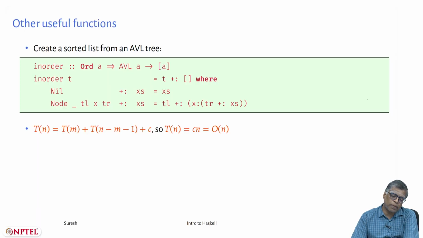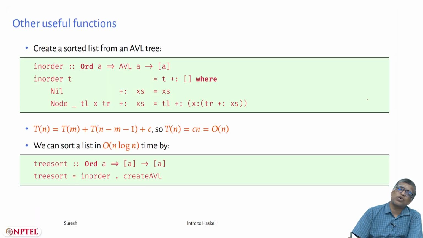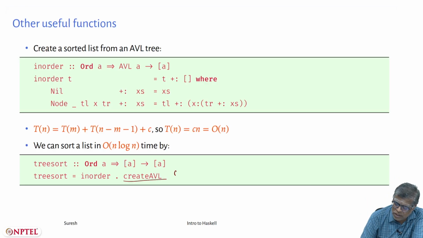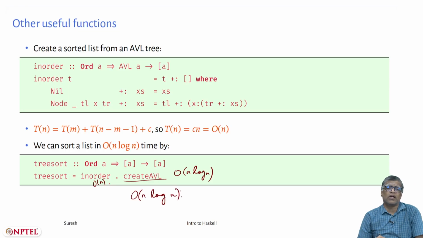Right, so you can sort a list in order n log n time by doing this tree sort. Recall earlier that we showed a tree sort, which is actually in-order of from-list, same thing. You can do an in-order of create AVL. The difference is that earlier in that tree sort we couldn't give any time bound, but now we can. Create AVL takes time order n log n, and this takes time order n. So overall this tree sort takes time order n log n.